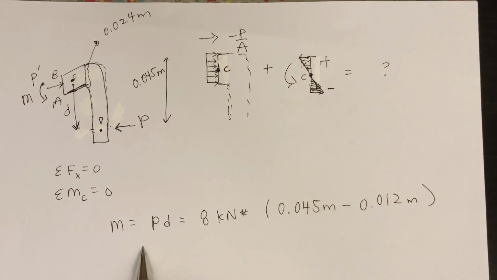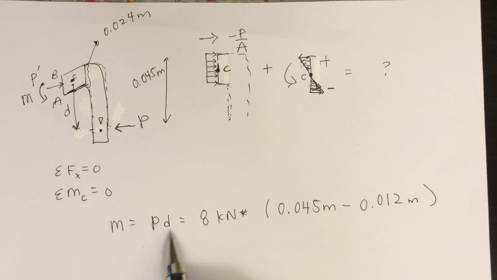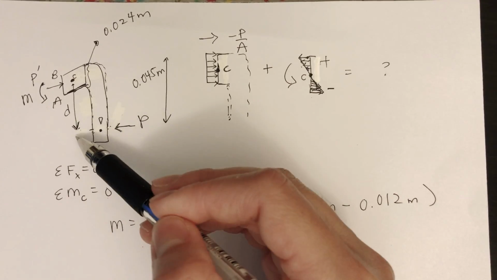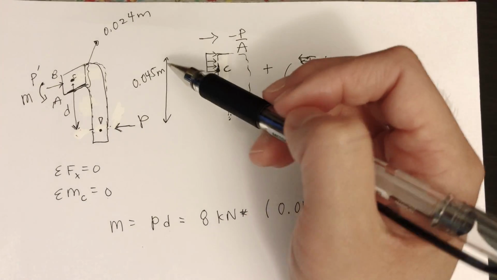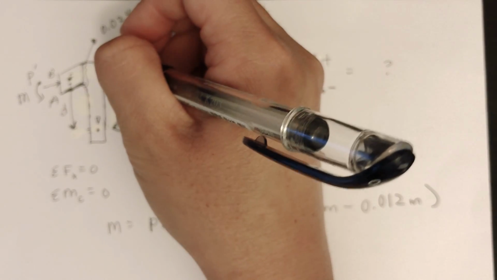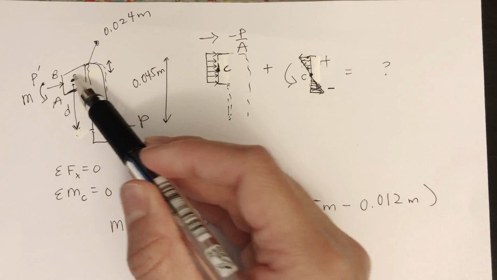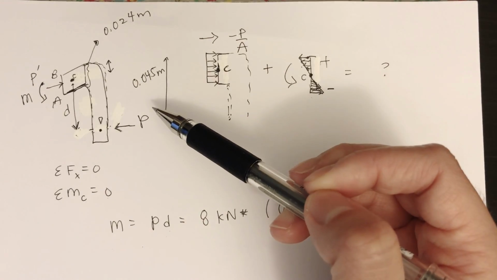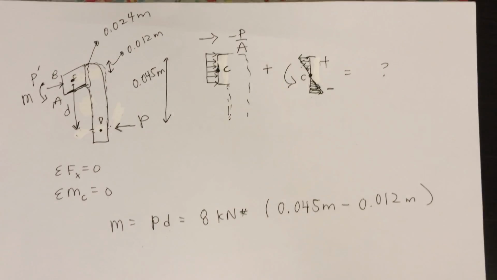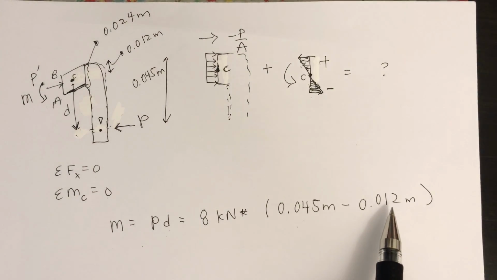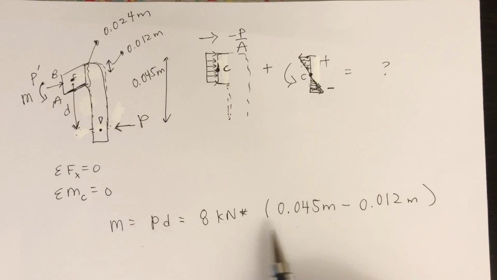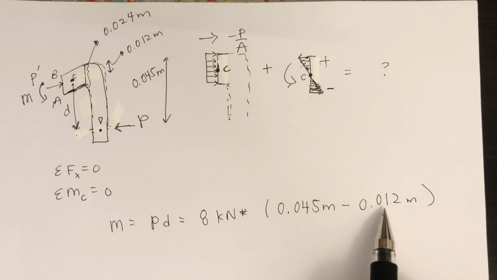Now, you always need to find the moment. So moment is load times distance. What is this distance here? It's from the centroid of the section to where the load is, the moment arm. So this distance is 0.045 meters. You're going to minus this distance here because you want it from the centroid to the load. This total distance is 0.024, so this small distance is going to be 0.012 meters. So D is 0.045 meters minus 0.012 meters. So moment is 8 times 0.045 meters minus 0.012 meters, in parentheses.